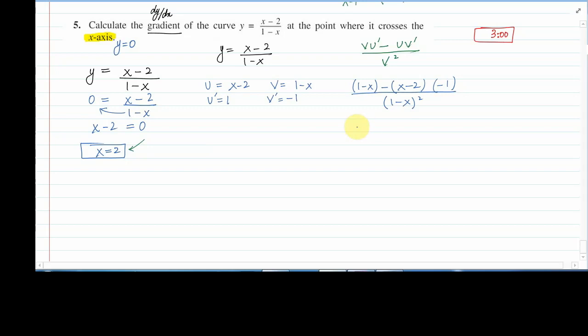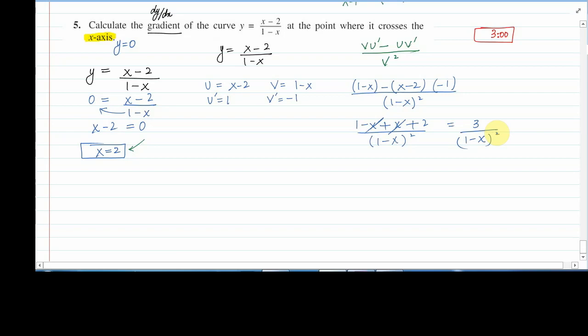Alright, so now it will be 1 minus x. When you multiply minus 1 with this one, it will be minus minus plus, so plus x, and minus minus plus 2, divided by 1 minus x whole square. Plus x minus x cancels, so 2 plus 1 leads to 3 divided by 1 minus x whole square. That is your dy by dx, right?